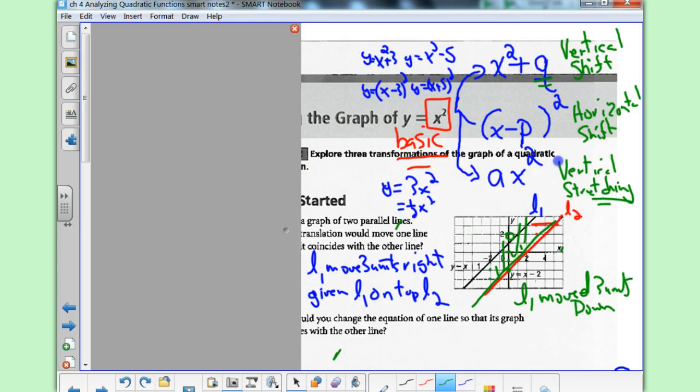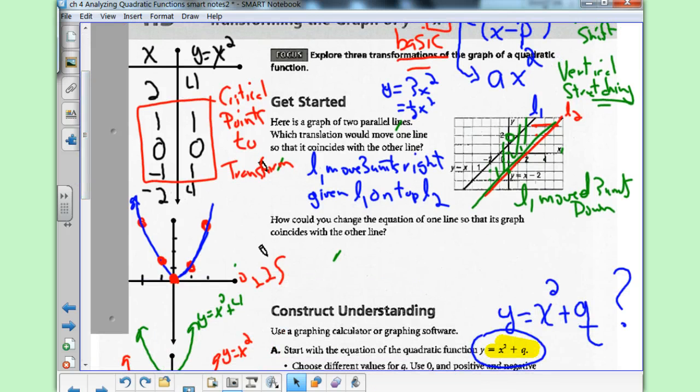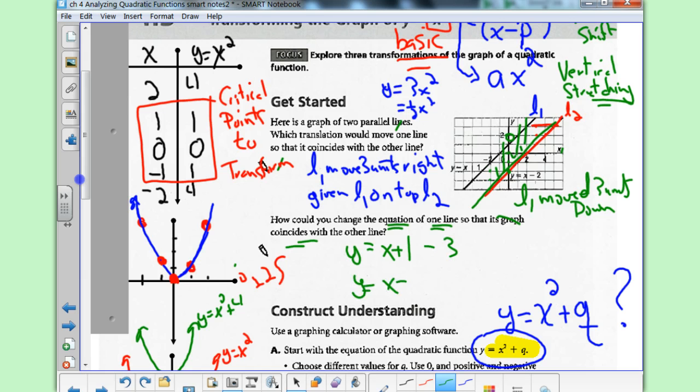If you think like a Math 10 student, you would ask, how could you change the equation of one line so that it coincides with the other line? Well, we'll just take y equals x plus 1, and if we subtract 3 from that to move it down, we end up with y equals x minus 2, which is the same equation that you have for the other line, okay?